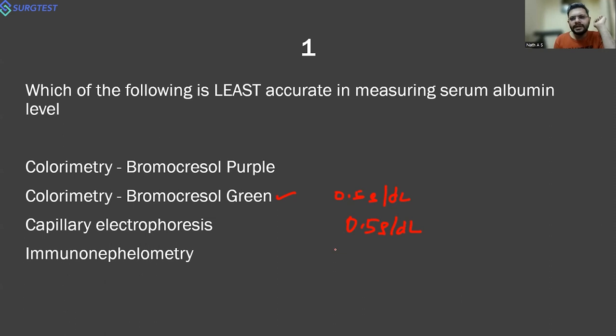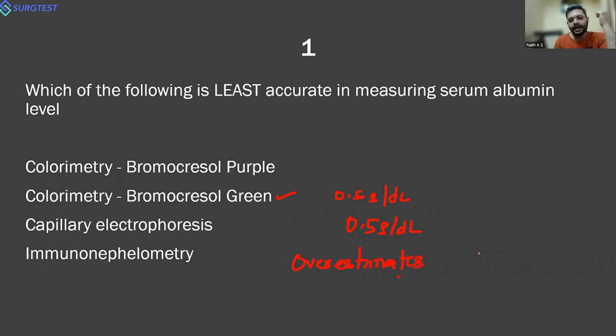That is why the cutoff is more when you are using the BCG method for nephrotic syndrome, and less when you are using bromocresol purple, capillary electrophoresis, or immunonephelometry. So bromocresol green overestimates your albumin.